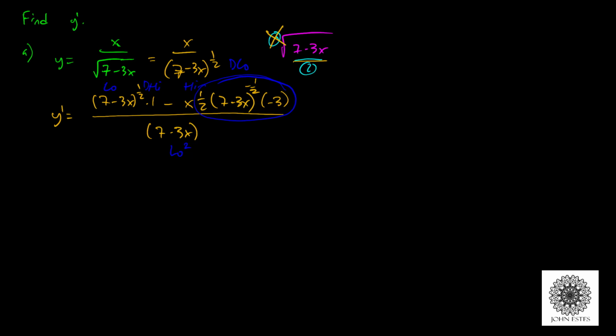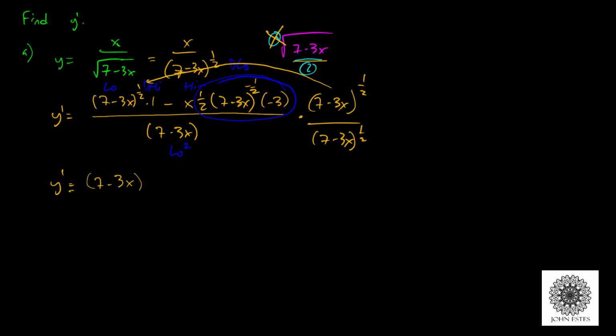Now, how do you clean this up from here? I don't like the negative 1/2, so what I'm going to do is multiply 7 minus 3x to the 1/2 power in the numerator and the denominator. So when I distribute that across the numerator, I end up with 7 minus 3x to the 2/2 power, which is just 7 minus 3x, minus, or we should say plus, 3/2 x times 7 minus 3x to the 0 power. So all of that will just go away and become the value 1.